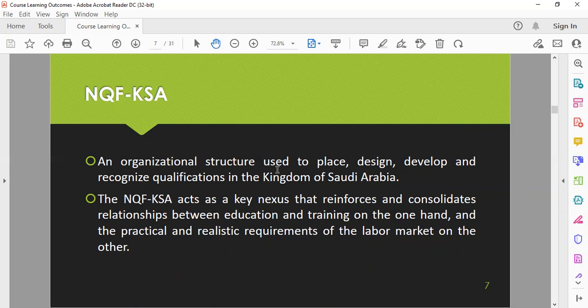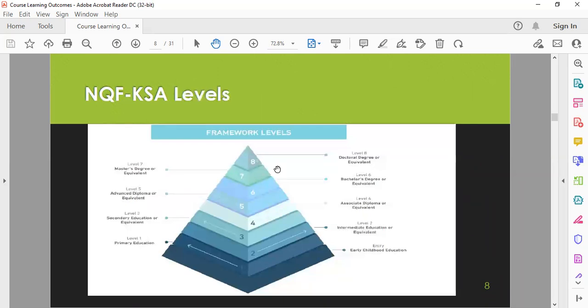So we have the NQF to create this kind of connection between what we do in our educational institutions, universities, and the labor market. This connection has to be maintained, improved, and enhanced, and this can only be done by following the requirements of this NQF.